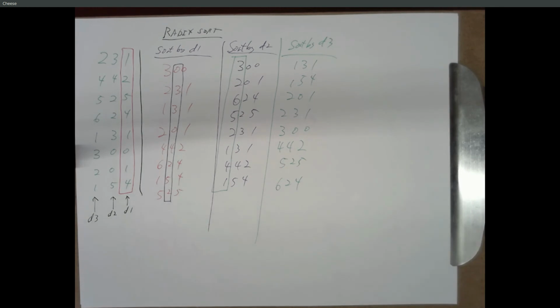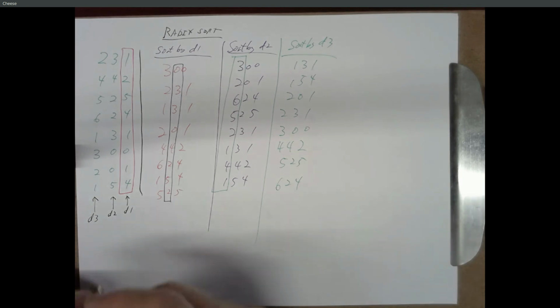So how much work do we have to do to sort this original array of n numbers?